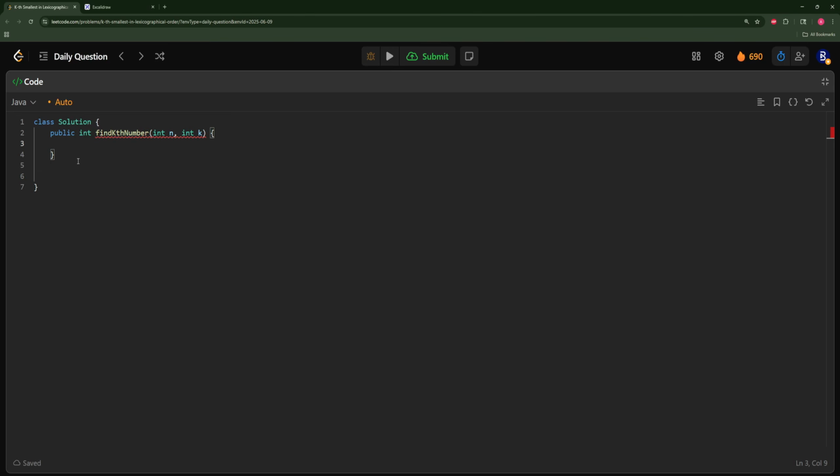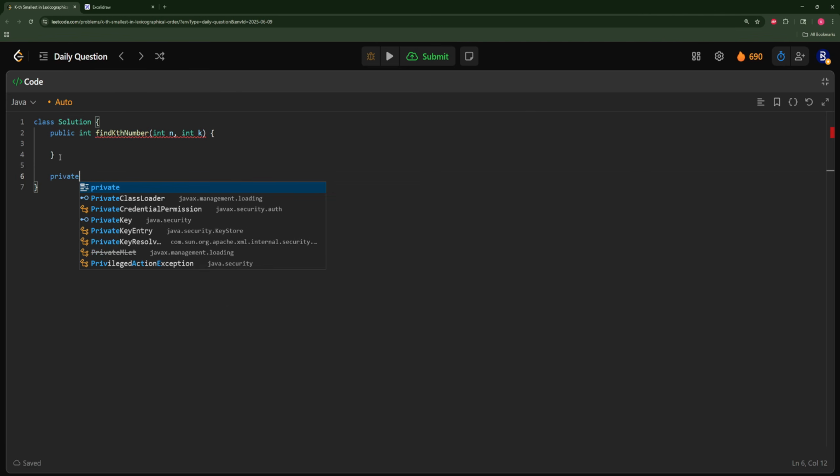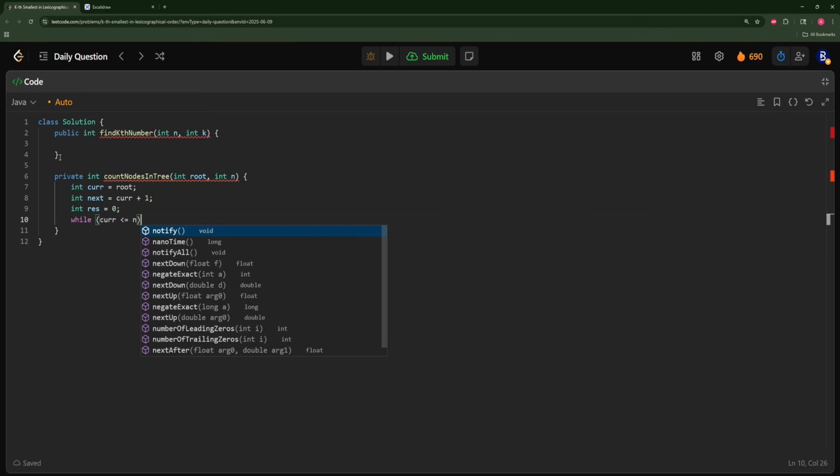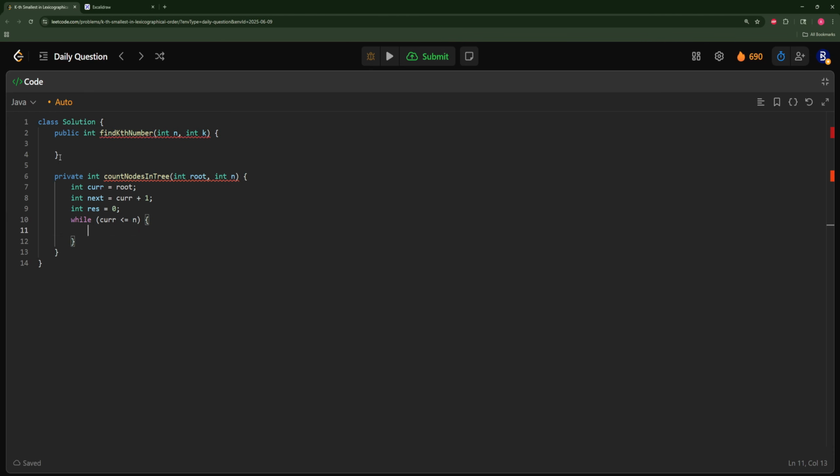Okay, so we want a helper function to count the number of nodes at a level first. So let's do that first. So we'll say private int count nodes from root or something, or in tree. And we're going to give it the root and the n. And so the current will be, or I guess we'll just say current is root, and next will be current plus 1, right? Like the subtree to the right of it, just current plus 1. So, and we'll have a result. So while current is less than or equal to n, we still have nodes to count. Or yeah, so we're going to add to the result.